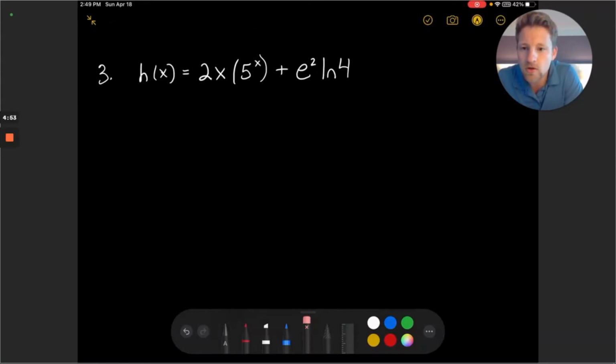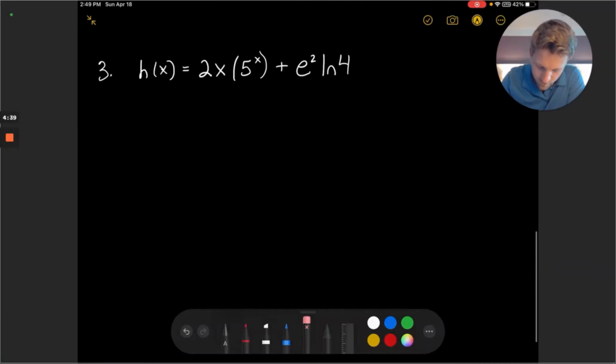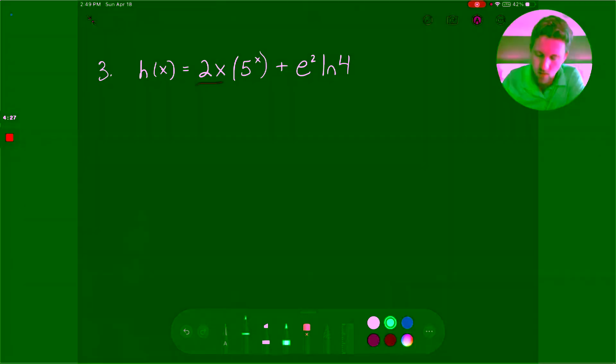We'll take a look at a function here, h of x equals 2x times 5 to the x power plus e to the 2 ln 4. So let's take a look at that first term to begin. We have this first term, which is 2x times 5 to the x power. This tells us that we're going to be using a product rule with these two terms.